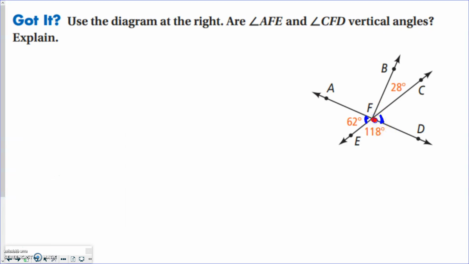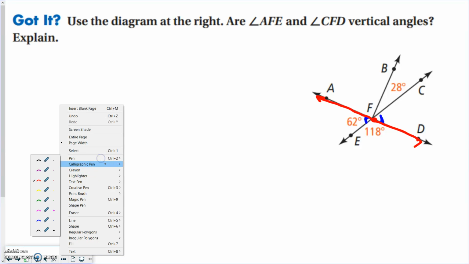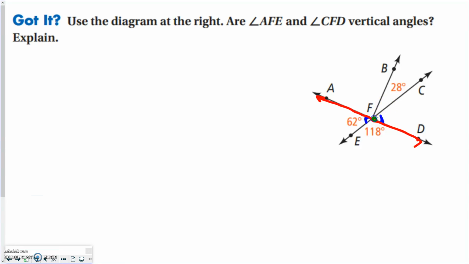So on AD, yep, that appears to be opposite. They appear to be opposite rays. And let's try the other way. C and E, they appear to be opposite rays as well. So then, yes, they are vertical angles.